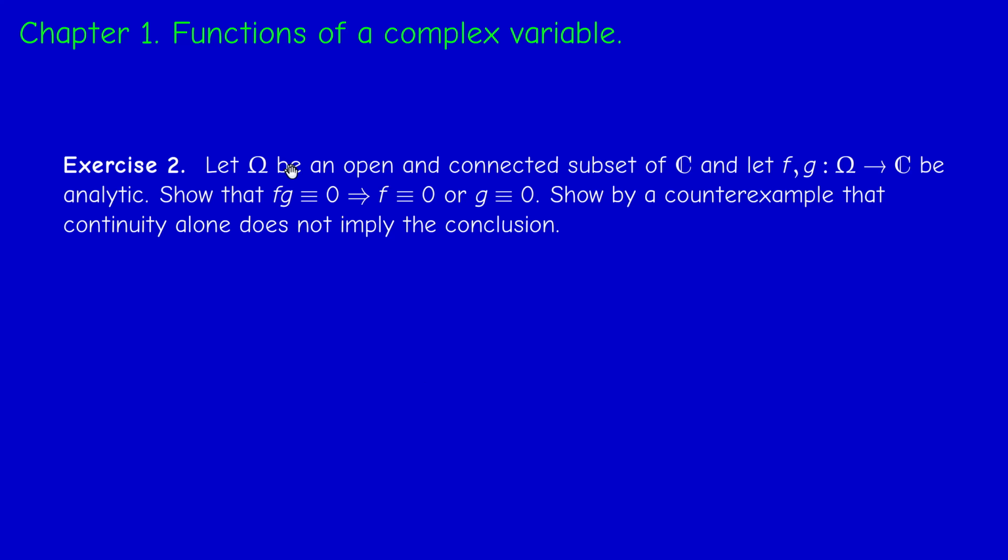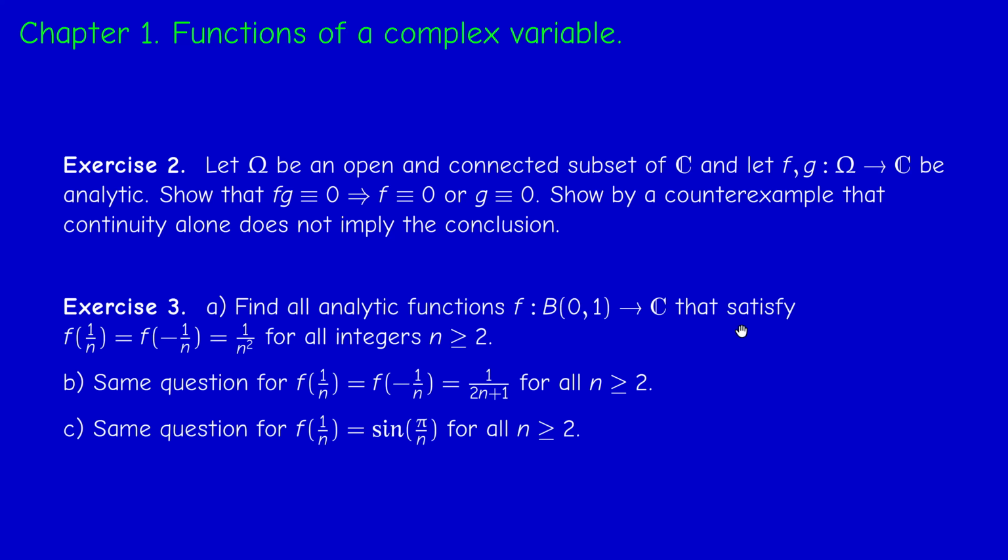And this property that you want to show here means that the ring is integral. I think you say it's an integral domain. And I want you to also show by a counterexample that if you don't assume analyticity, this is not true. So the product of two functions may be 0 without one of them being identically 0. Of course, this result is a consequence of the principle of analytic continuation, but it's not trivial.